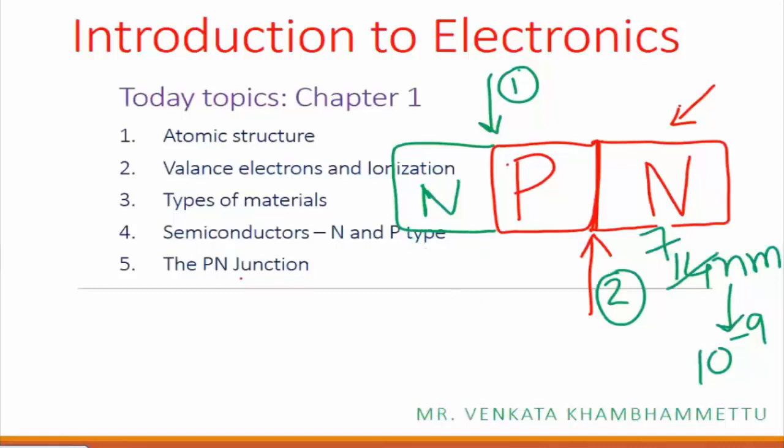So if you add another junction, now you have two junctions, then it's going to be transistors. Anything with two or more is referred to as a transistor.